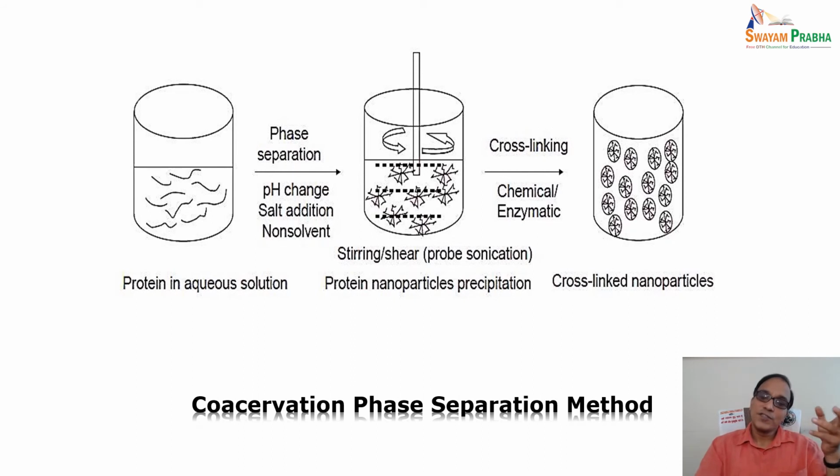Another method is coacervation phase separation, as you have learned with microcapsules in your previous classes. Phase separation can be brought about by temperature change, pH change, salt addition, or non-solvent. What you do is prepare a protein aqueous solution, the phase change is done with the help of stirring or probe sonication, and protein nanoparticle precipitation occurs. Cross-linking, either chemical or enzymatic, is then done to get the cross-linked nanoparticles.